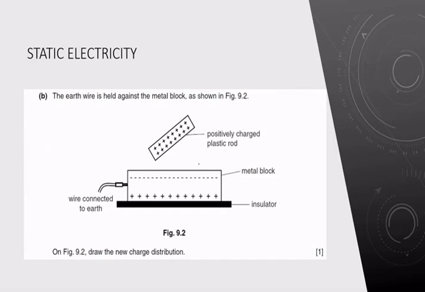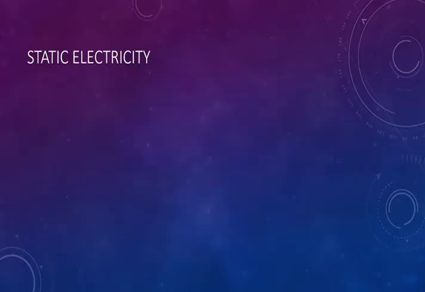The number of negative charges now is more than the number of positive charges, because the electrons flow from the earth into the metal block through the wire. Let's move on to the next question.